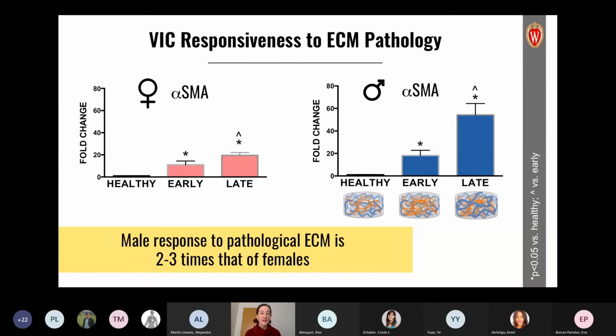Some early evidence that it does matter: we made some of these healthy, early and late models and cultured female versus male derived cells in their valve cells. We looked at a marker of our cells assuming a pathological phenotype, and we found that our male response to pathological extracellular matrix is 2 to 3 times that of the female. So again we're seeing a differential sensitivity in our cells based upon the sex of the animal they came from.